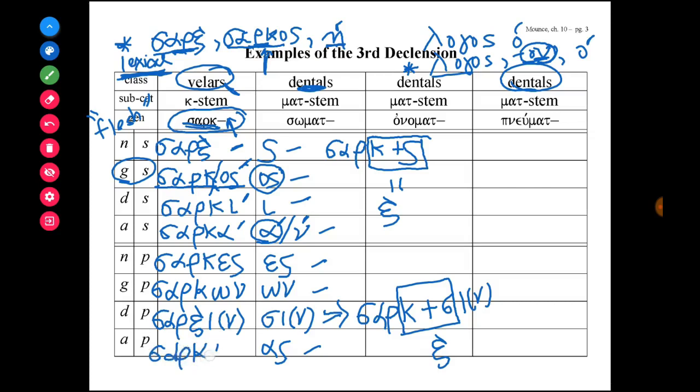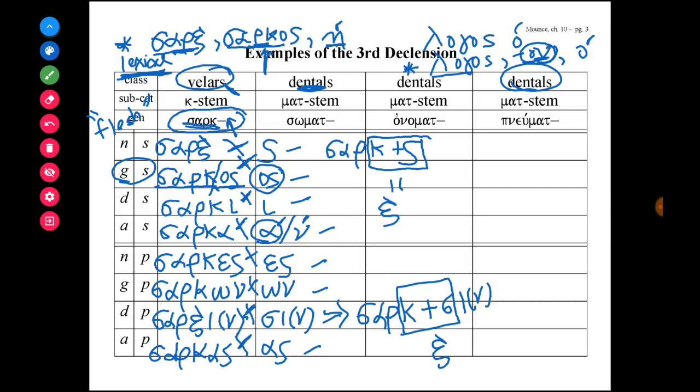It's sarkas. So let's say this paradigm from the top. Ready? 1, 2, 3. Say it with me, please. Sarx, sarkos, sarki, sarka, sarkes, sarkon, sarxin, sarkas. Let's say it again. 1, 2, 3. Sarx, sarkos, sarki, sarka, sarkes, sarkon, sarxin, and sarkas.